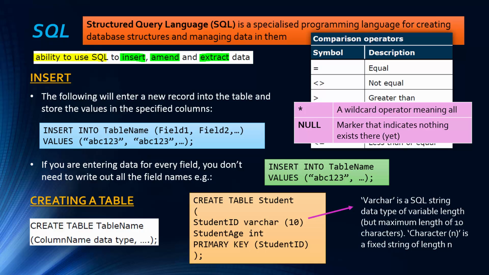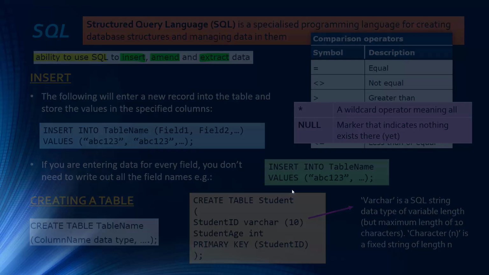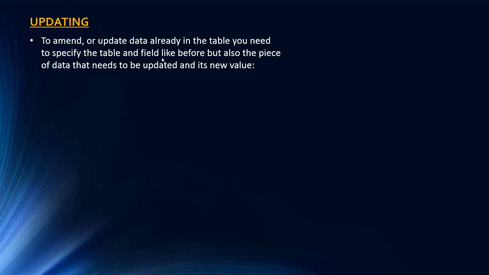And again, we end it with our semicolon. That's quite important. So moving on to look at some other ones. It talks about amending data. So first of all, updating data. Inserting is basically adding a new row to the bottom of the table, whereas we might want to just change some data already in the table.